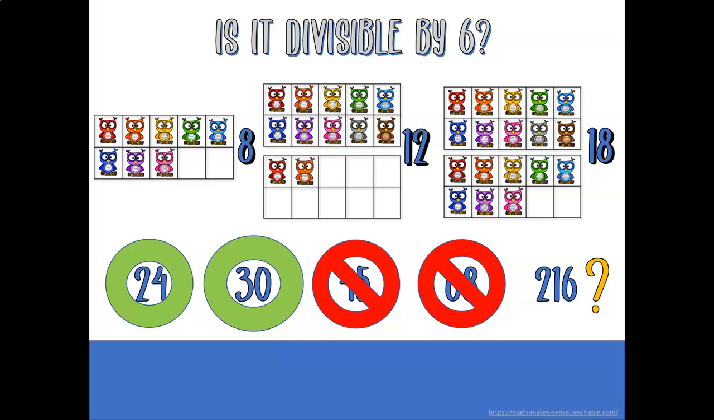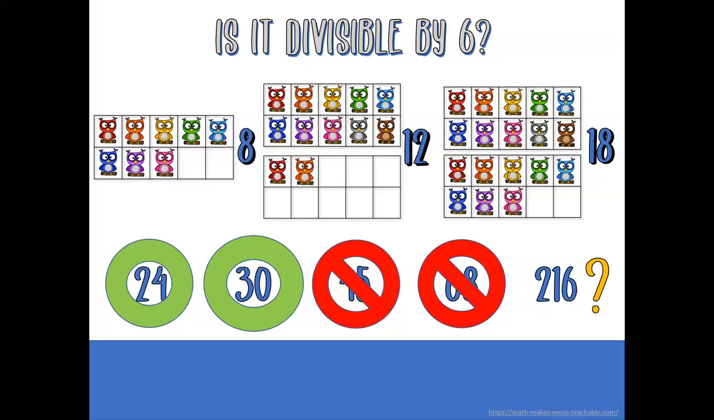And then let's take a look once again at what happens when you add the digits together on these numbers that do work. So 1 plus 2 is 3. 1 plus 8 is 9. 2 plus 4 is 6. 3 plus 0 is 3. So this should sound familiar. Once again, if the digits add up to be 3, 6, or 9, then you know that it's divisible by 3, and that's carrying over into this, divisible by 6.